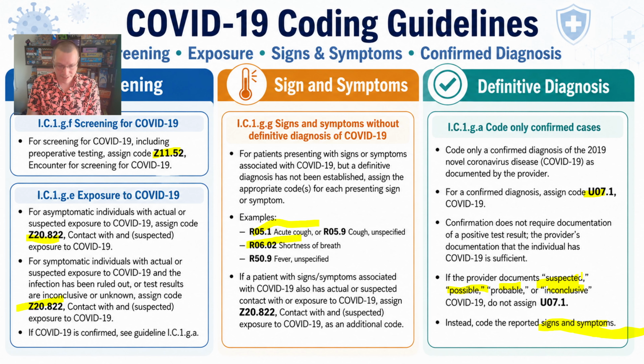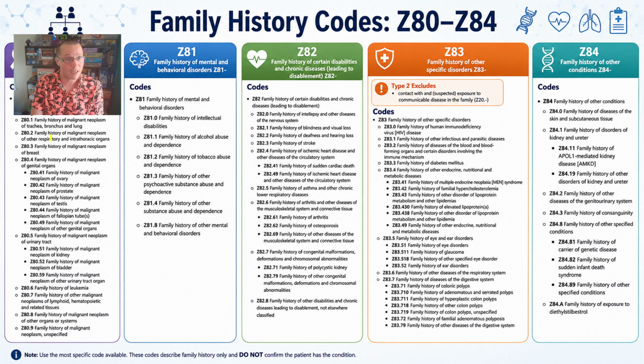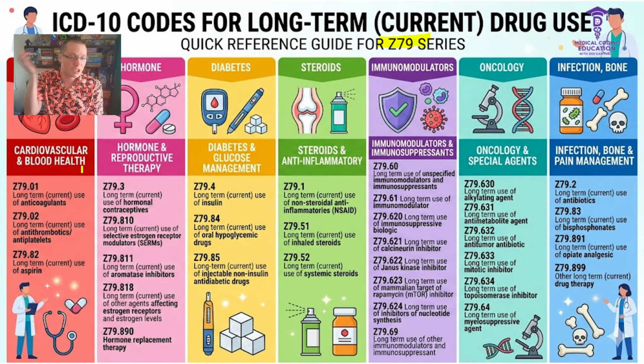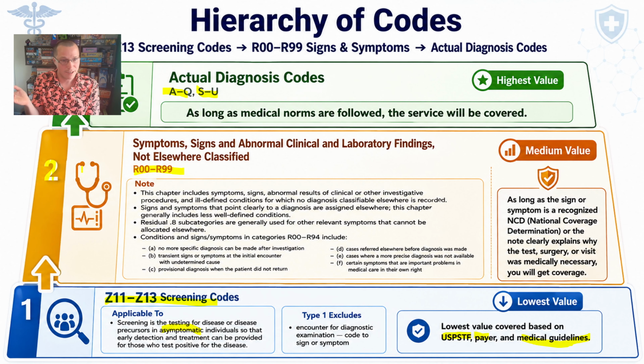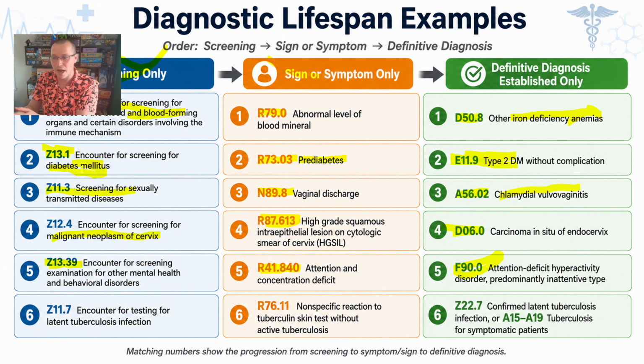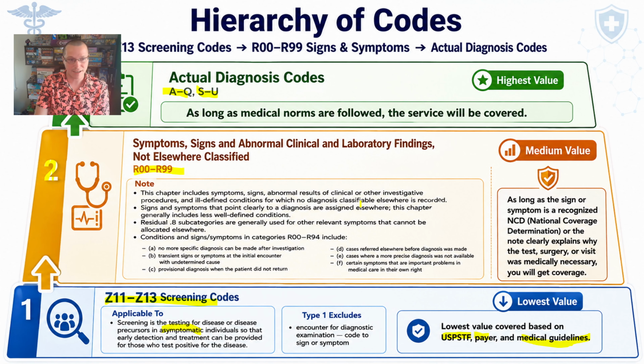So that's it. That's my video here on the subject of making certain your labs don't get denied often and just how to tell the story better. So just remember, it's one pocket for each individual code for each individual patient. Do not do a screening code, a sign or symptom code, and a definitive diagnosis all on one patient. Otherwise, you are very likely to get denials.